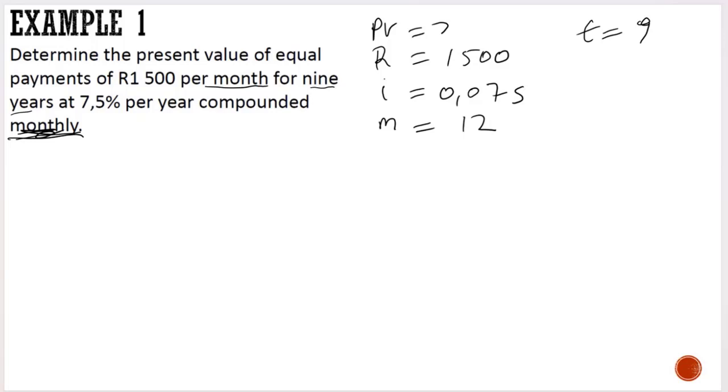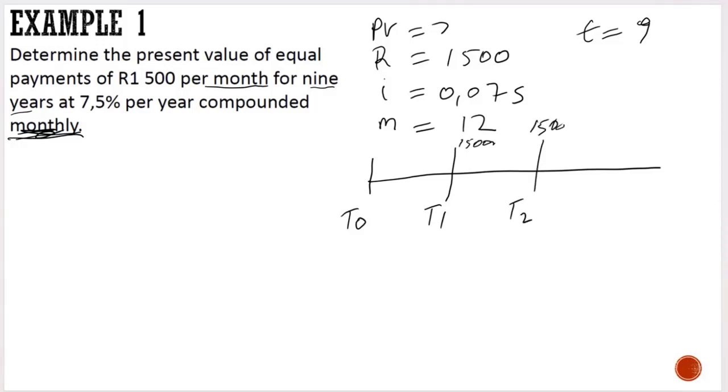At this point, you can even draw this on your timeline. On your timeline, at time 0, I don't do anything, but I know that at the end of that month, I need to be making monthly payments of 1,500. This is time 2 of 1,500, until tn, where tn is equal to 9. Until the 9th year, you are making those monthly payments.